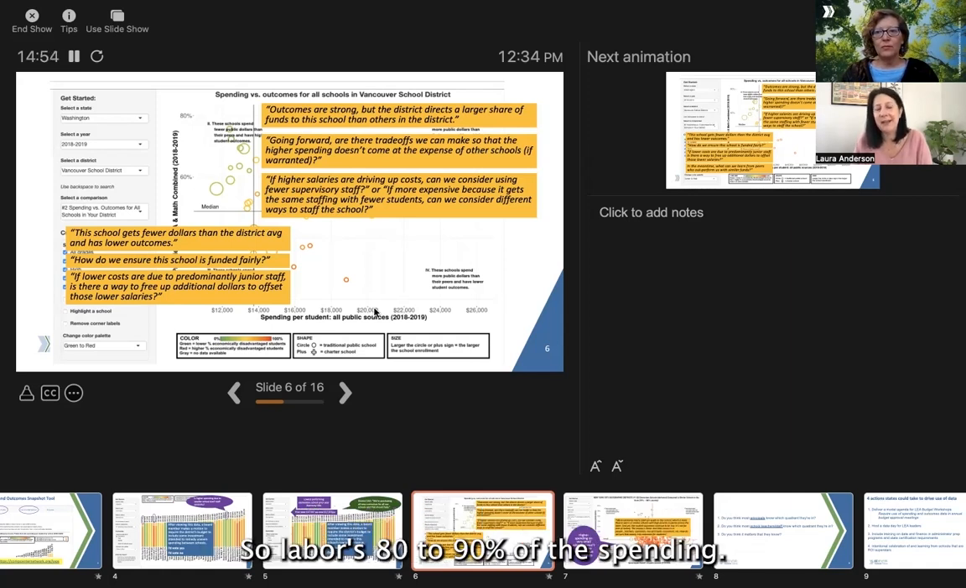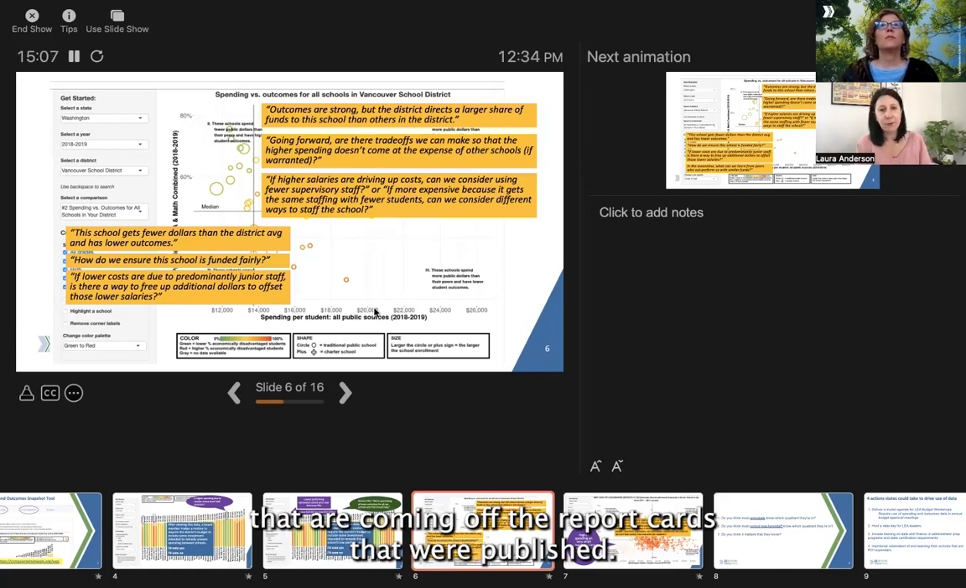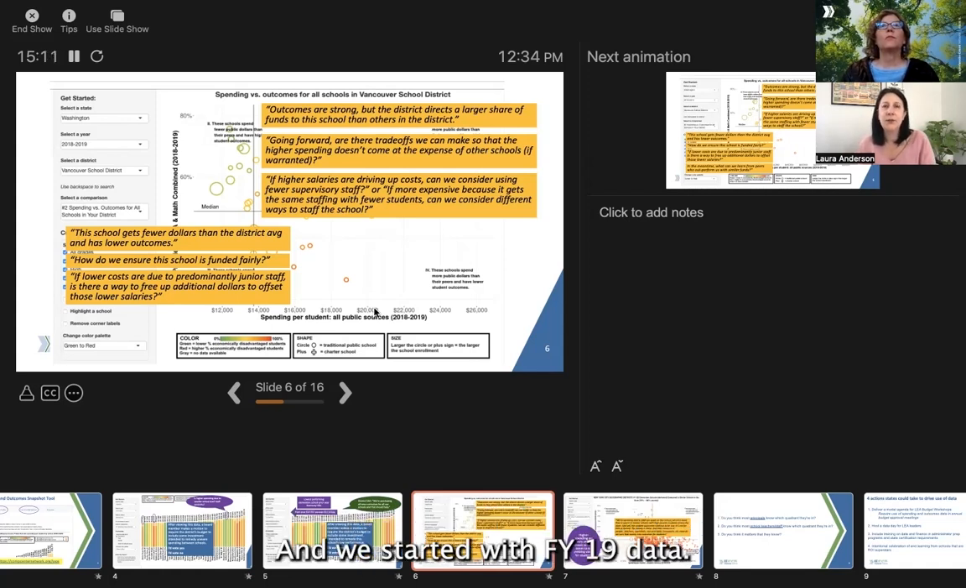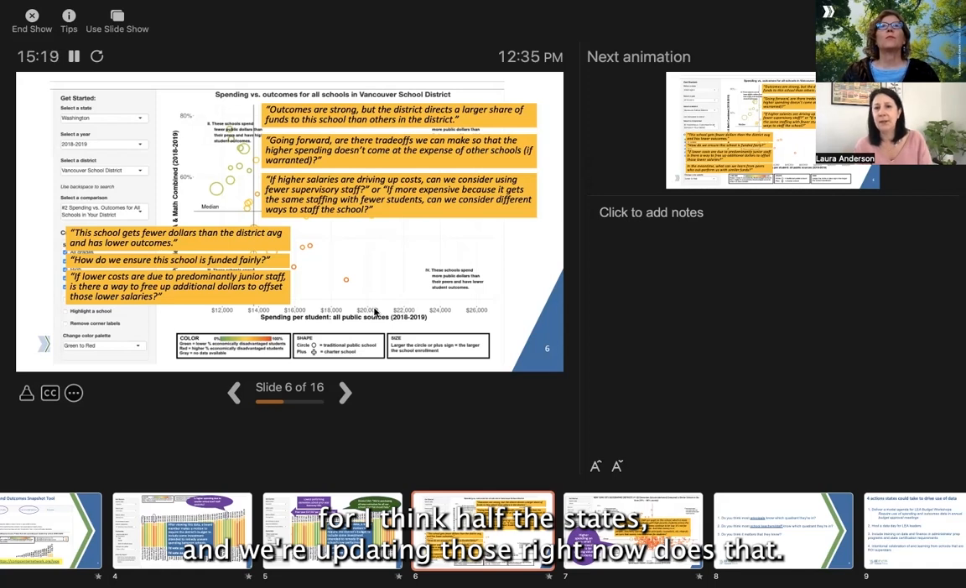So labor's 80 to 90% of the spending. So it does account for actual teacher salaries. But some districts, how they parsed out transportation or food had some variance, but those are the dollar amounts that are coming off the report cards that were published. And we started with FY19 data. We are adding some states right now, and we have FY21 and 22 for, I think, half the states, and we're updating those right now.